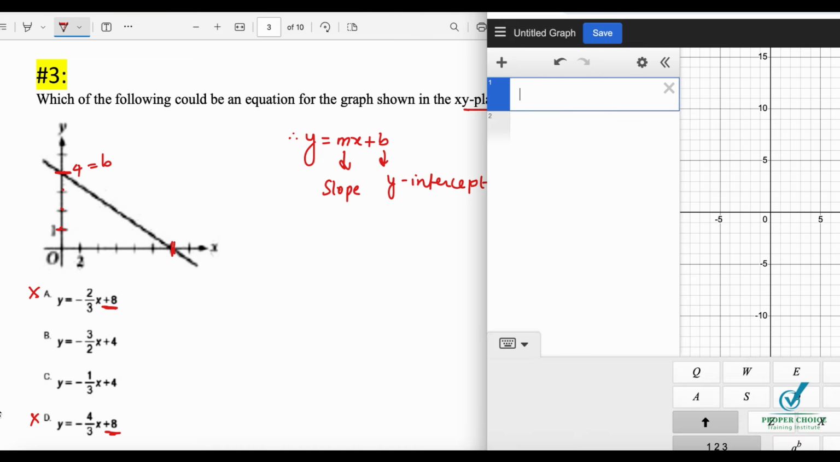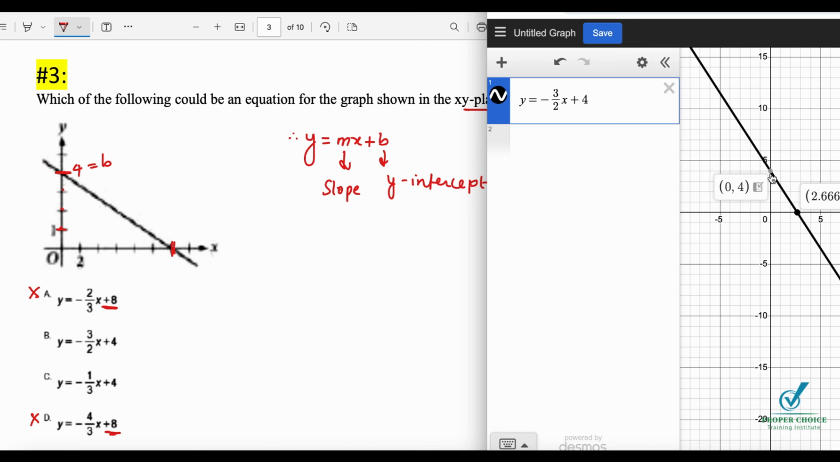Type any one of the options. For example, I am typing option B. It says y equals negative 3 by 2 x plus 4. What I can observe is that this line crosses the x-axis at 2.6666 and the y-axis at 4. Fine, the y-intercept is the same for both, but the x-intercept here is 2.6666.